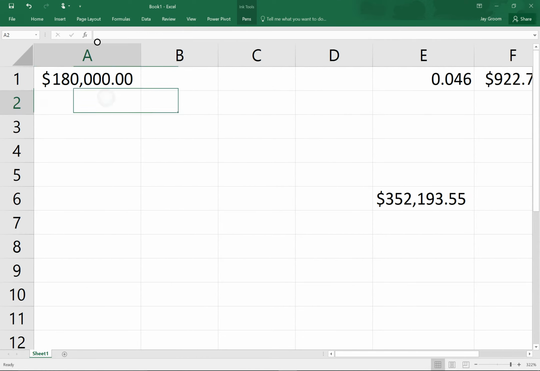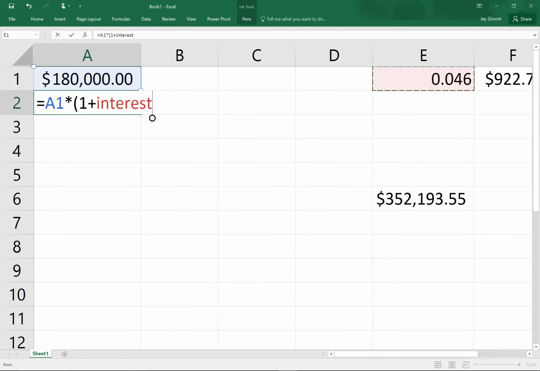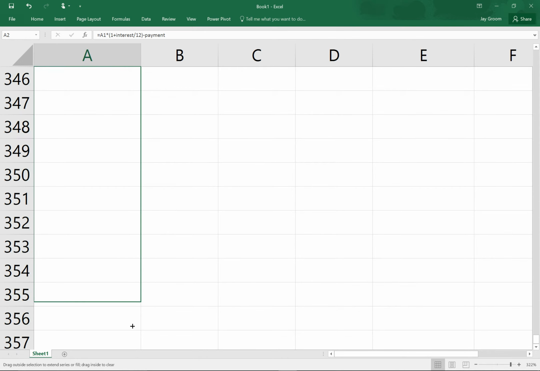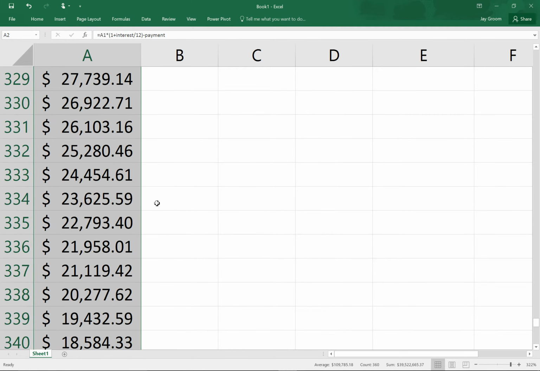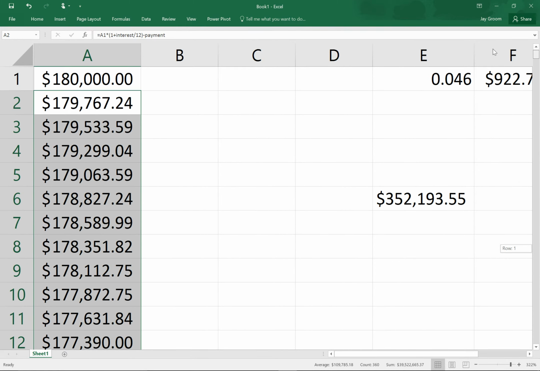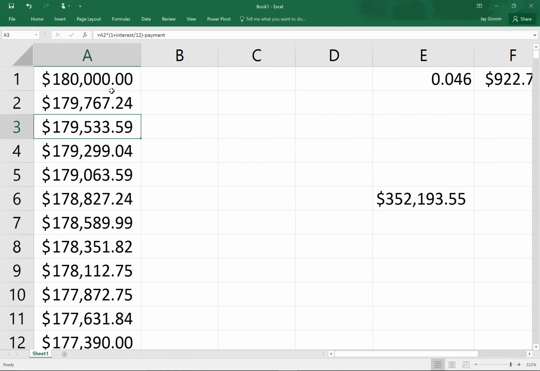And voila. And so over here, I'm simply going to go equals the original value times parentheses 1 plus interest divided by 12 minus the payment. And I'm simply going to drag this baby down to 361 because that's 360 months. Voila. And so what I've got there is the whole shebang, a running total of how much I owe every month.